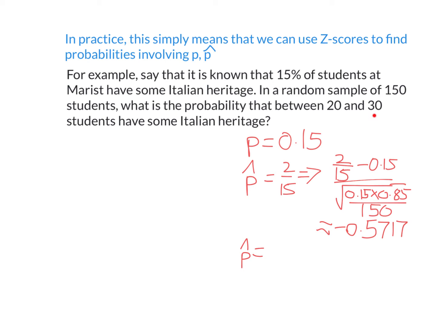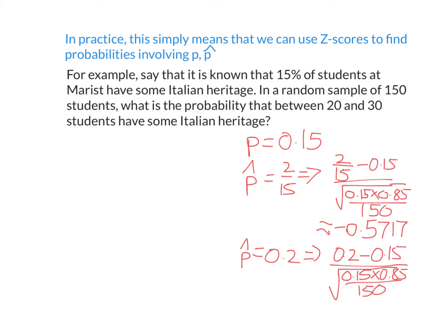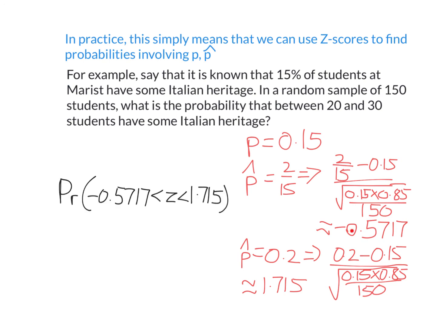Similarly, if 30 students had Italian heritage, in that case, p hat would be 30 over 150, which is 0.2. So, converting this to a z-score, we have score minus mean, or score minus original value for p, over standard deviation, which is the square root of p times 1 minus p over n. So putting that in our calculator, we get about 1.715. So really what we're asking here is that in a standard normal distribution or a z distribution, what is the probability of getting a z-score between minus 0.57 and 1.715?